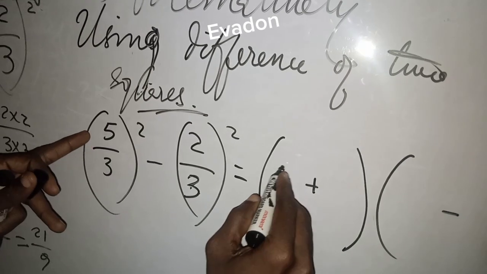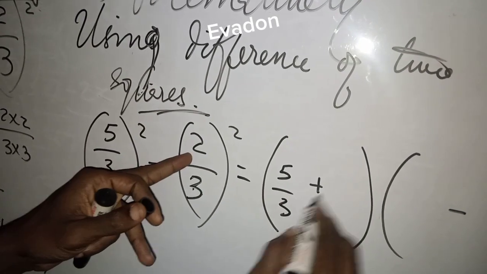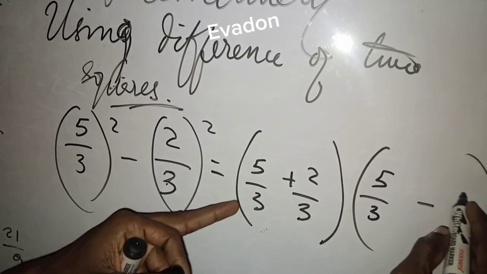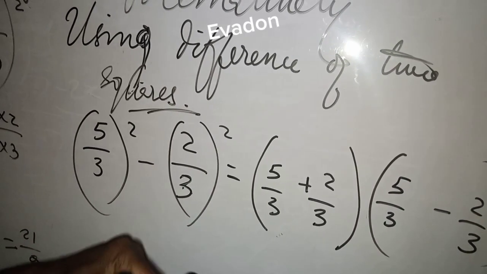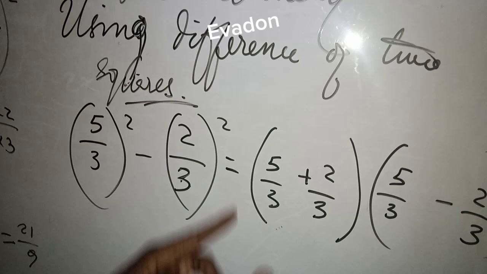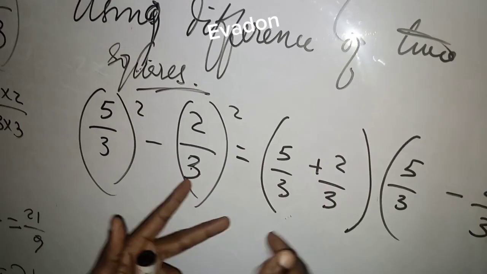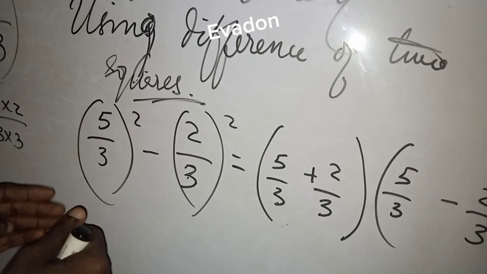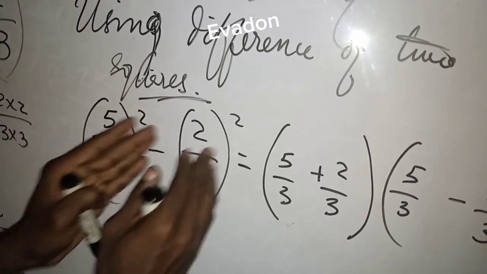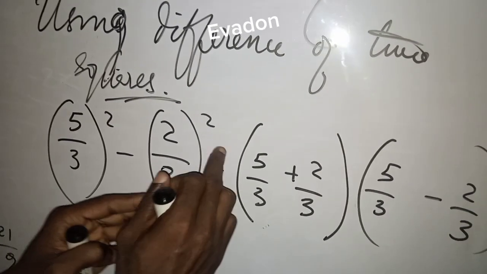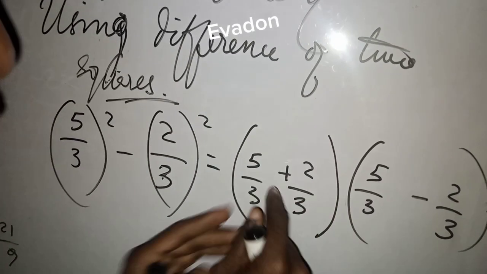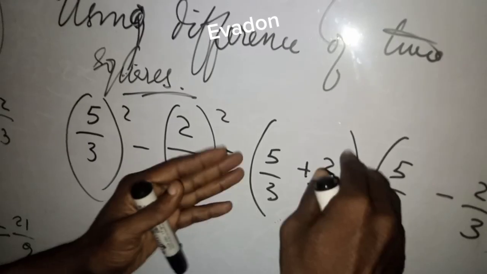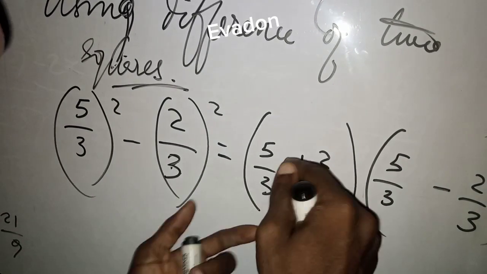What matters is you have 5 over 3, 2 over 3, and the other one 5 over 3, 2 over 3. The only difference is the sign, but they are multiplying each other. So I repeat, what is the difference of two squares? This is when two perfect squares subtract each other, and the result is the product of their sum and their difference, or the product of their difference and their sum. You can put either first.